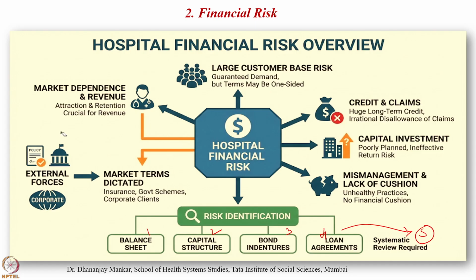To identify it, you may come across risk identification through different ways. First is the balance sheet. Second is the capital structure. Then the bond indentures. And lastly, loan agreements. You can identify the risk even by systematic review of the required documents, and you may find that the hospital may come into financial risk, which is also a very important risk to be studied in risk management.